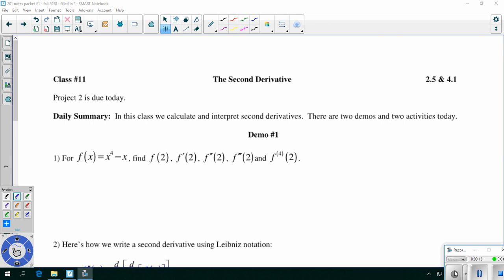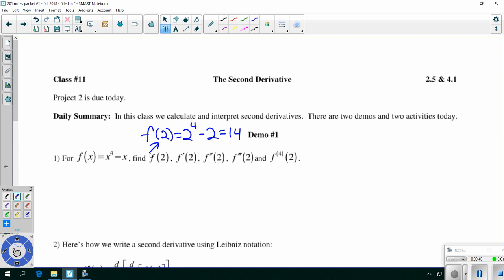Number 1, for f of x equals x to the 4th minus x, find f of 2, f prime of 2, f double prime of 2, f triple prime of 2, and then f with a little 4 in parentheses of 2. Okay, let's start with the familiar pieces of this problem. So we know how to find f of 2, right? We just plug 2 in to the original function, so 2 to the 4th minus 2. That's 14.